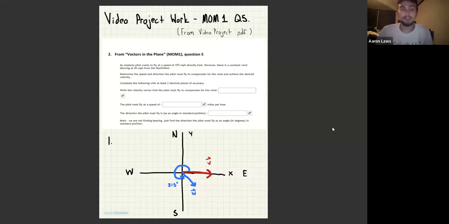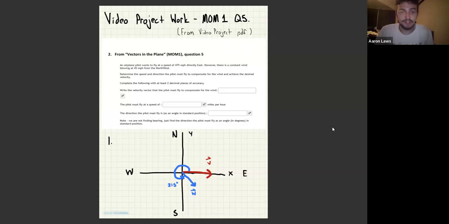The problem reads, an airplane pilot wants to fly at a speed of 475 miles per hour directly east. However, there is a constant wind blowing 45 miles per hour from the northwest. That implies that it's blowing in the southeast direction. Determine the speed and velocity the pilot must fly to compensate for the wind and achieve the desired velocity, and complete the following with at least 2 decimal places of accuracy.